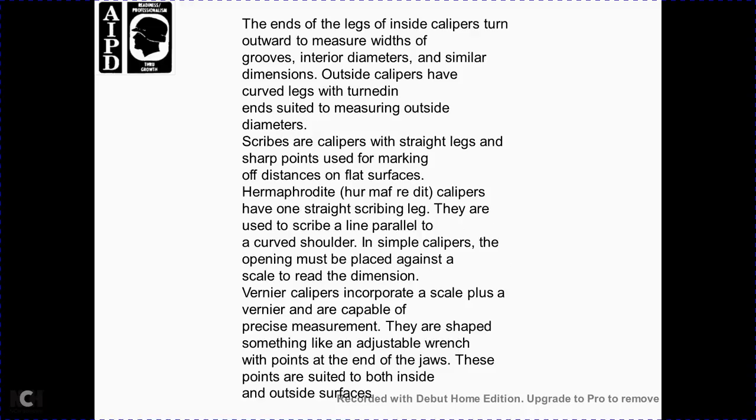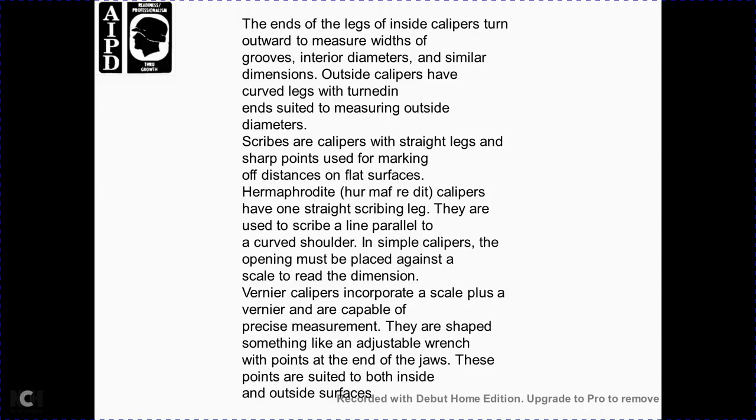Calipers are not usually precision instruments, but they are sufficient and accurate for the fabrication of many parts. Simple calipers consist of two movable legs joined at one point by a spring-loaded screw. The ends of the legs of the inside caliper are turned outward to measure interior dimensions, while the outside caliper's curved legs are turned inward to measure the outside diameter.